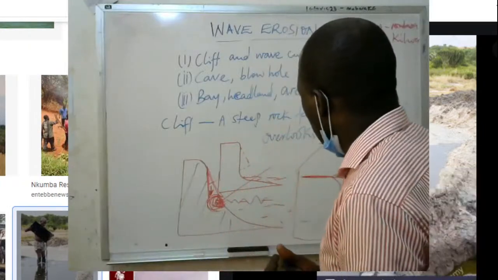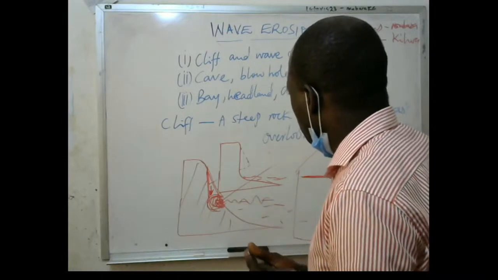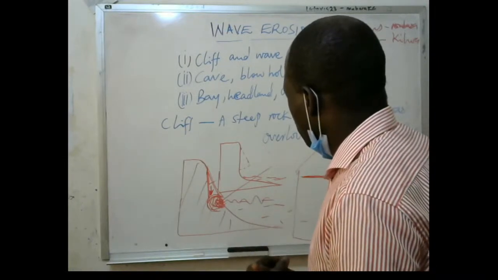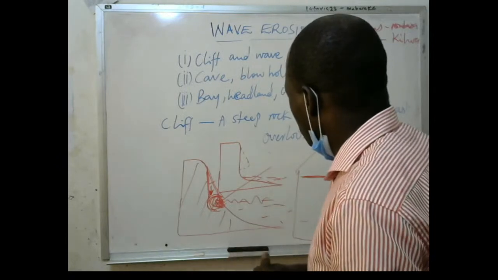It is basically usually out of hydraulic action that creates a notch along the coast, and then the materials above the notch will eventually collapse.